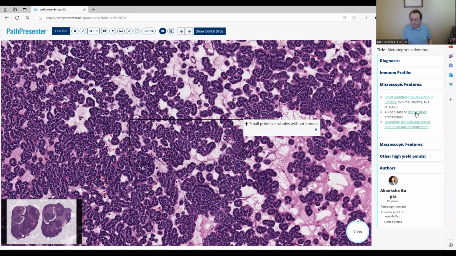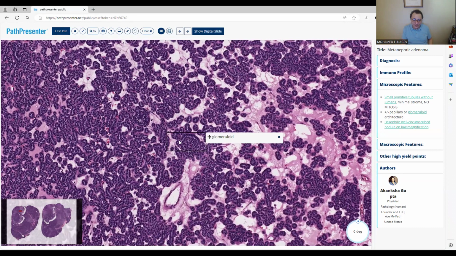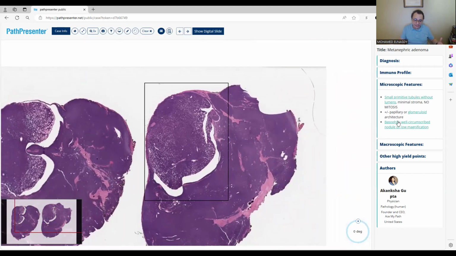Glomeruloid architecture. Okay, it has some kind of glomeruloid areas. Basophilic, well circumscribed nodule on low magnification. Deep blue. Those are the microscopic features.